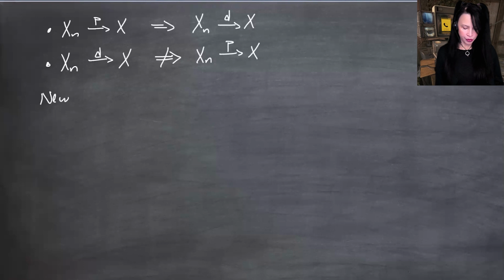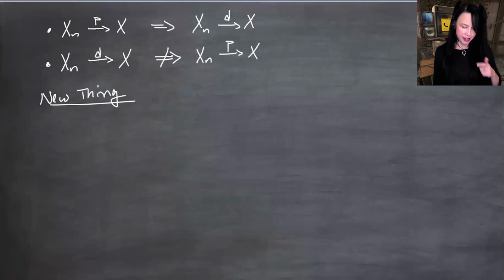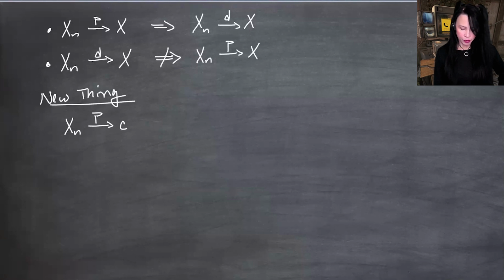Now here is the new thing. The new thing is that you can go back and forth with an if and only if kind of convergence if you are talking about convergence to a constant. So maybe Xn converges in probability to some constant real number, little c. This happens if and only if Xn converges in distribution to c.